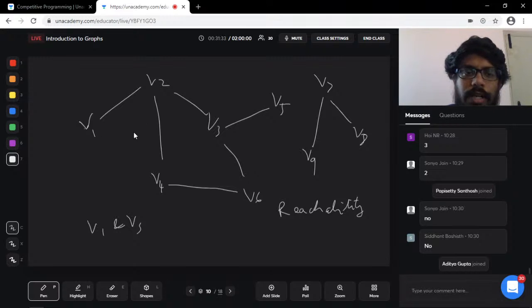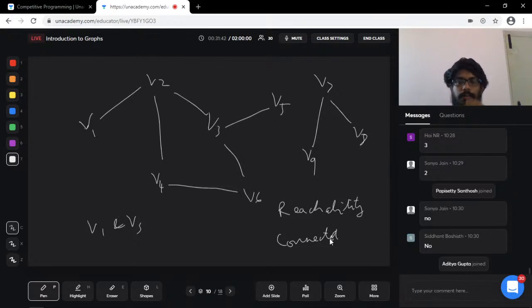There's also another word: V1 and V3 are connected. These are kind of like synonyms in a sense. This is used in a lot more contexts, which we'll get to in a bit. So V1 and V3 are said to be connected to each other. Let's just stick to undirected graphs for now. In directed graphs, this will still remain exactly the same. There will not be any difference.